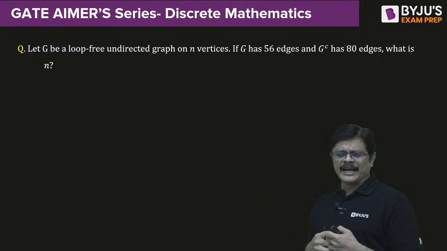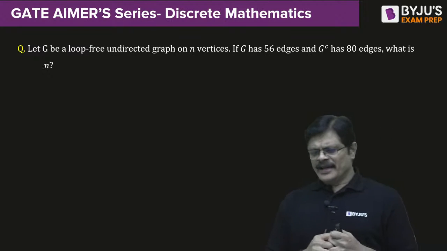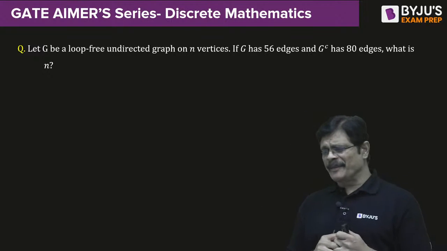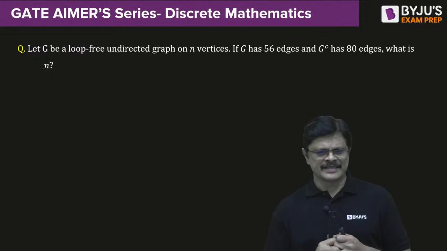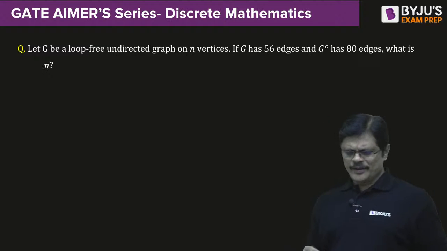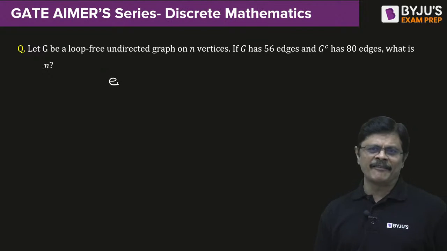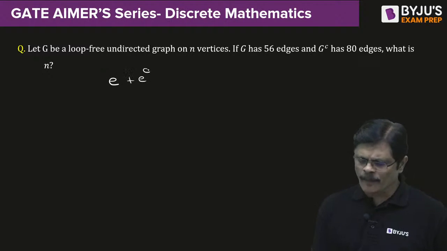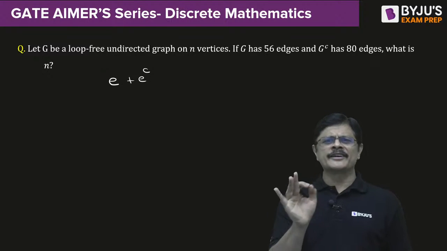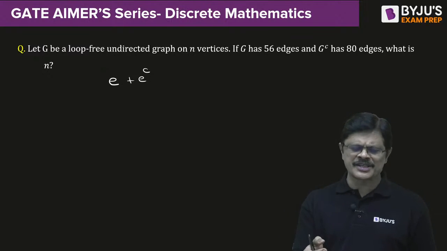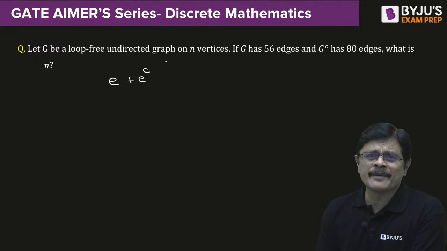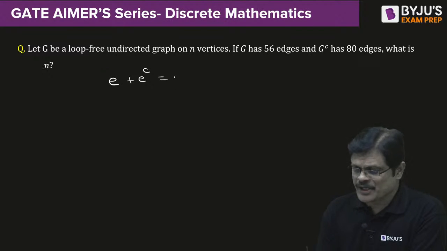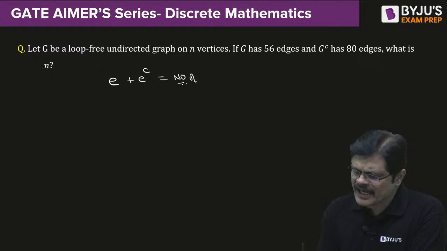G is a loop-free undirected graph on n vertices. G has 56 edges and G complement has 80 edges. Then what is the number of vertices in the graph, my dear friends? The complement is defined only for simple graphs, so even though it is not mentioned, you can directly answer this question. Very good, Lalit. The number of edges in G plus the number of edges in G complement must be equal to the number of edges in Kn.